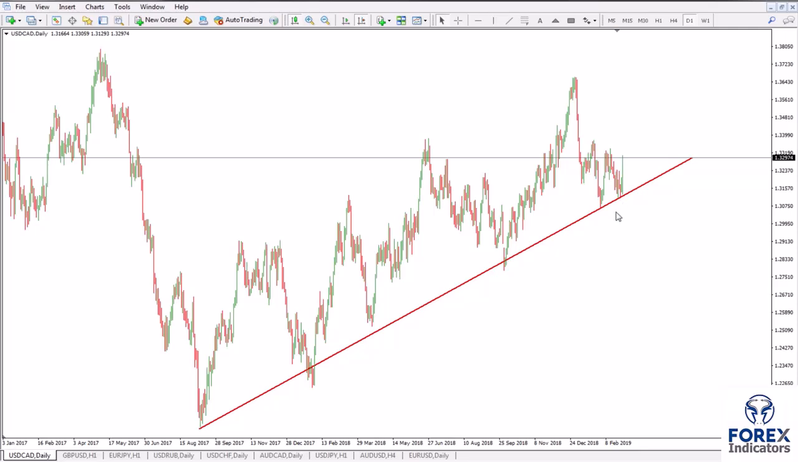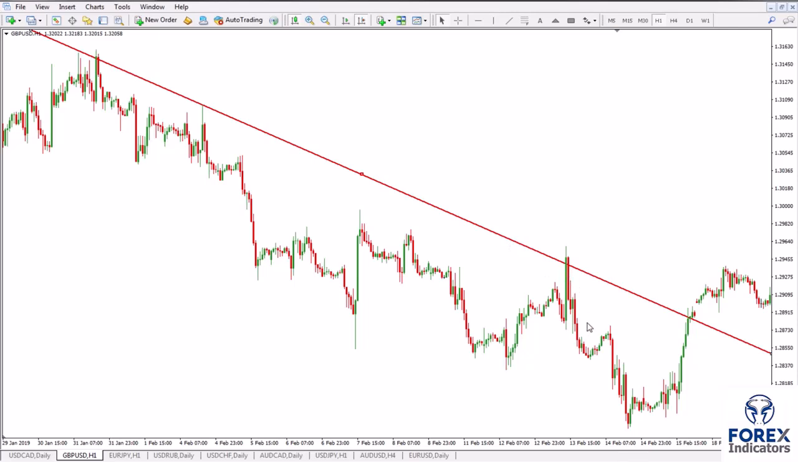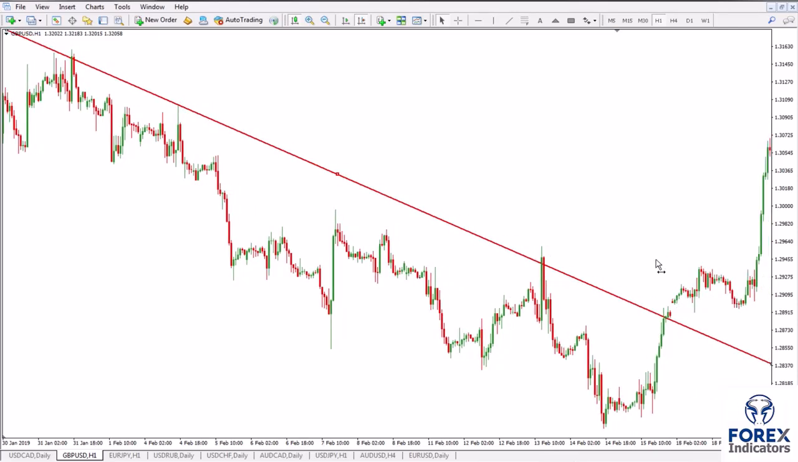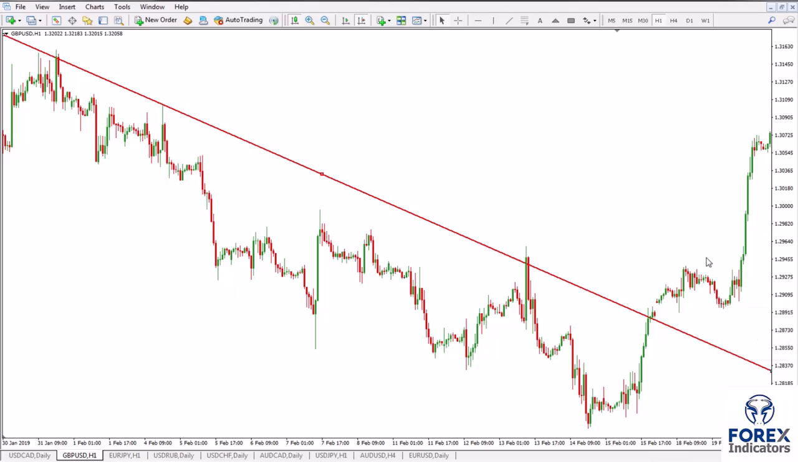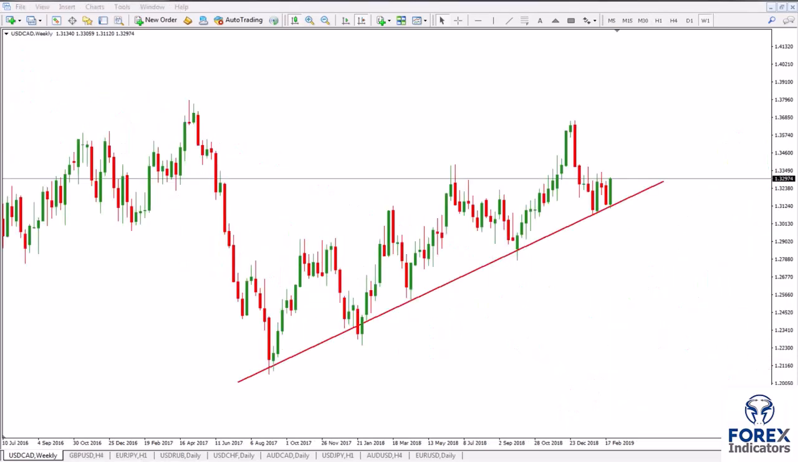Every time the price approaches the trend line, we have a signal to open a buy position in an uptrend or a signal to open a sell position in a downtrend. When we see clear breaks of the trend lines like this one here, we can expect a change in the direction of price movement.